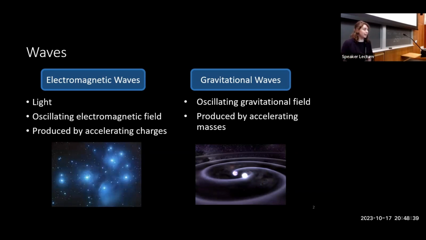Analogous to that is gravitational waves. Instead of an oscillating electromagnetic field, we're dealing with an oscillating gravitational field. And these are produced by accelerating masses. And you can see over here, I have a couple stars for electromagnetic. And then on the right, we have those two very dense masses spiraling in towards one another. And we'll get to what's going on there in a moment.